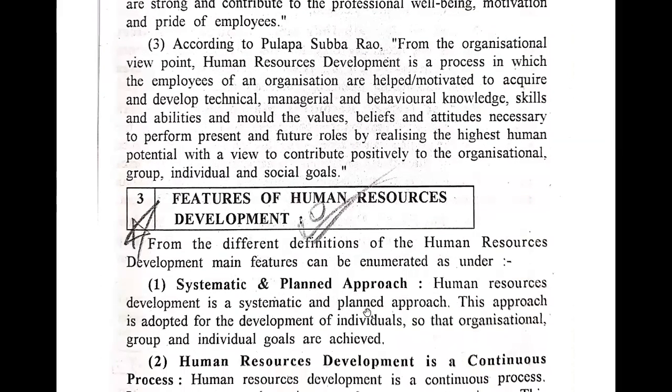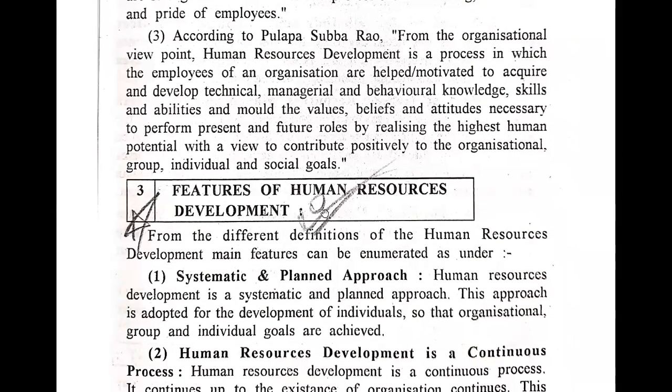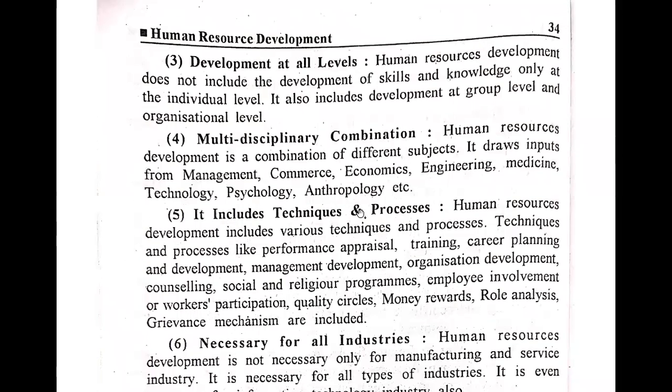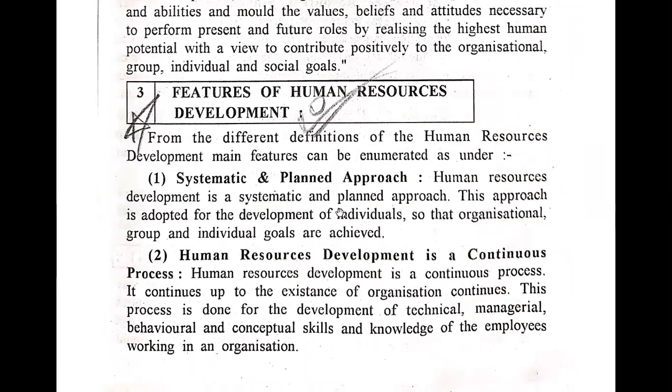Now we will see the next point, that is features of human resource development. So guys, let's see the characteristics, or we can say the features of human resource development. Then we have here the features. In the first, we will read the systematic and planned approach.